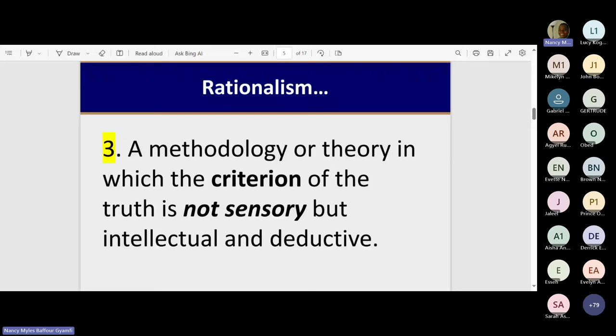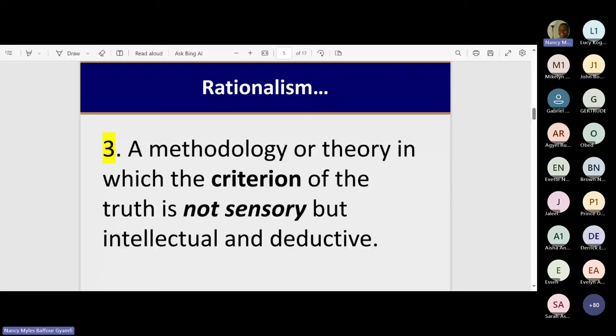Okay, let's continue. It's a methodology or theory in which the criterion of the truth is not sensual. So this one's focus is on methodology. The person is defining rationalism in terms of how you establish truth. It is not talking of rationalism in terms of the source of that truth, but how you got to the source. When you use the intellect and you do deductions, like you are doing deductive logic, the person is thinking of rationalism as that, because the way you conceptualize rationalism can determine whether you assume innate ideas, or you just think that it's just intuition and deduction.